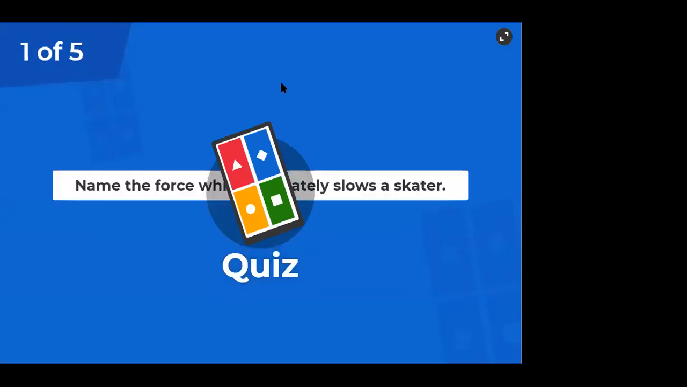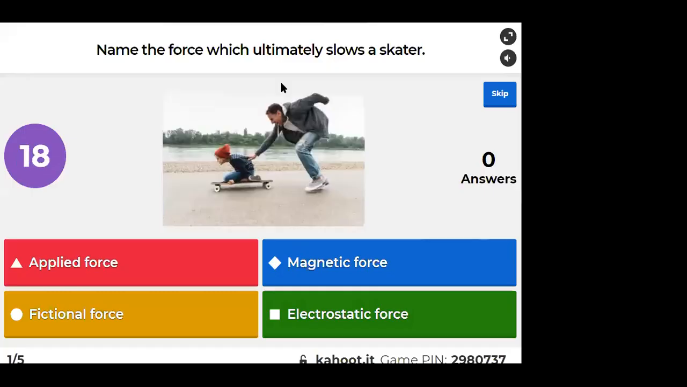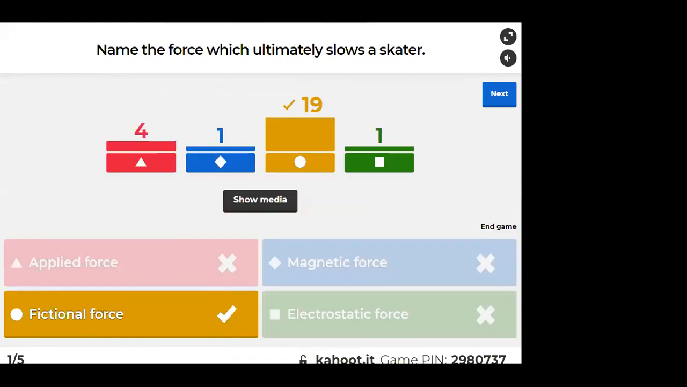Okay. So the first question: name the force which ultimately slows a skater. Tell me. This is quite easy. Yes, very good. How can you make it wrong, right? Frictional force.